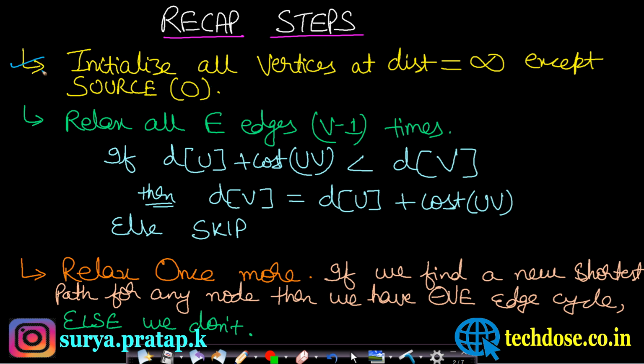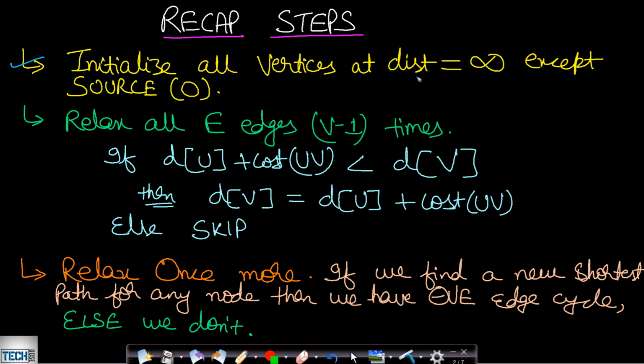Well, the first step was, given v number of vertices, we will initialize all the vertices at distance equals infinity except the source vertex, which will have distance equals 0. Now after initializing all the vertices' distances, we will be relaxing all the e edges v minus 1 times.